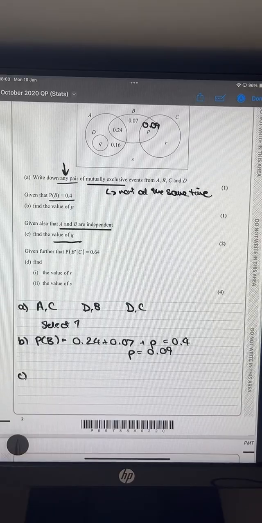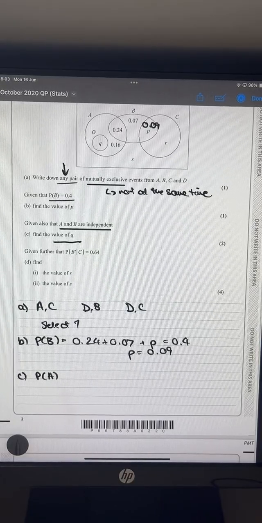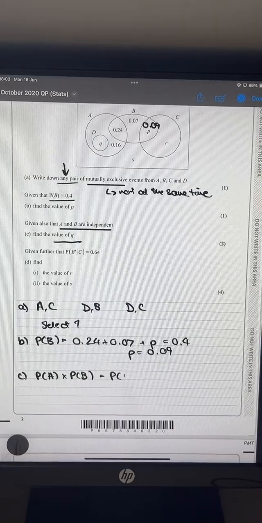If you see that two things are meant to be independent, this is the formula you use. The probability of A times the probability of B is equal to the probability of A and B, the intersection.